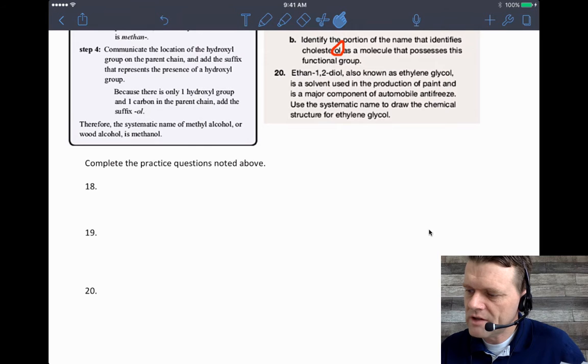I think that's actually paint thinner, but I'd have to check that.